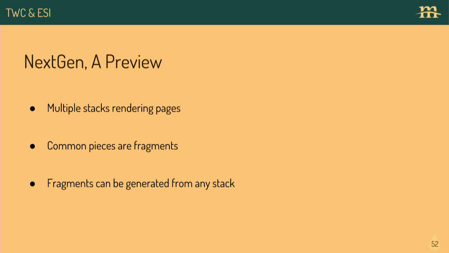And we're using ESI as part of that architecture to share common pieces like menu items that you want to be consistent across all stacks. So whether you're using Drupal or Node, you'll have the same ESI include to pull in your menu, so it's always the same. And that allows editorial teams as well, if they change that menu through one Drupal editorial interface, it populates everywhere throughout the site, regardless of what stack is rendering the page.